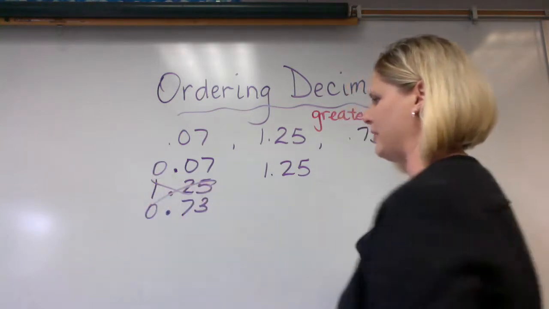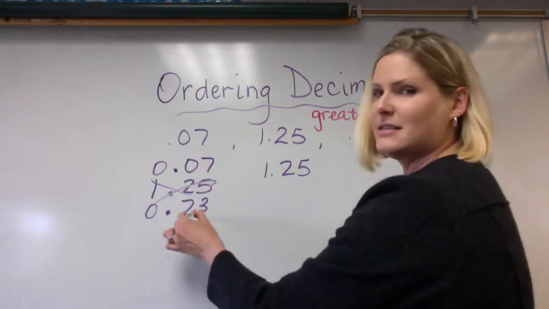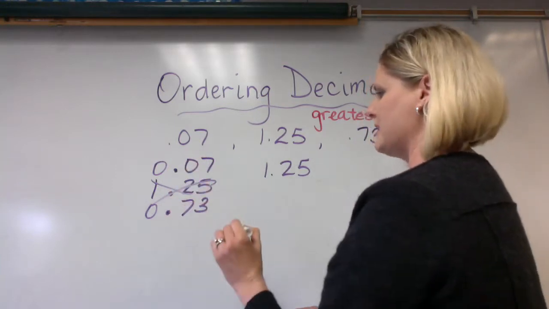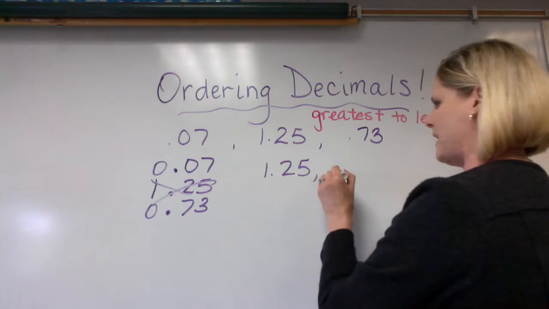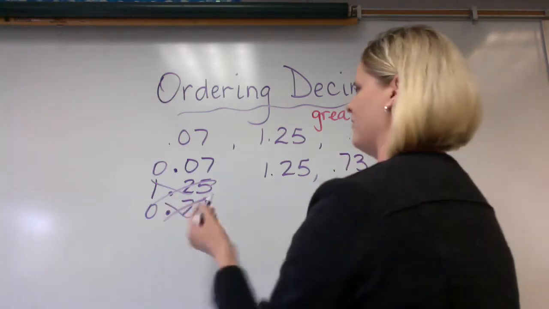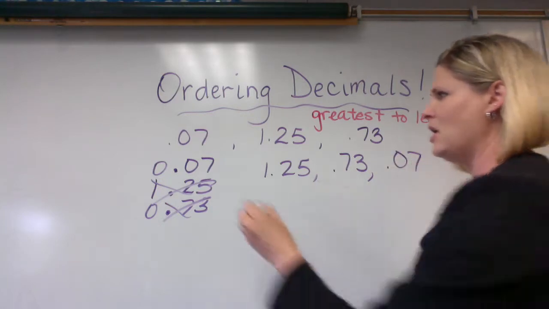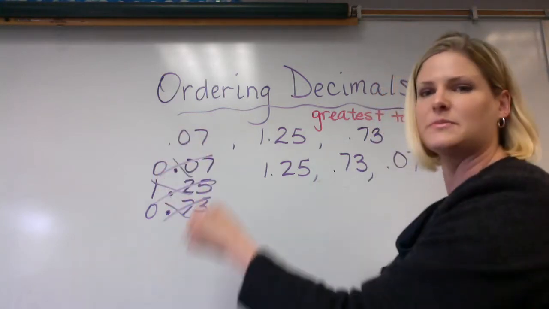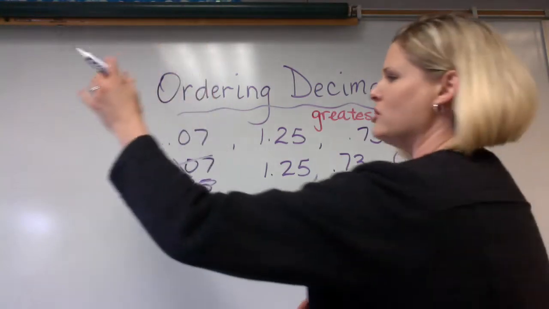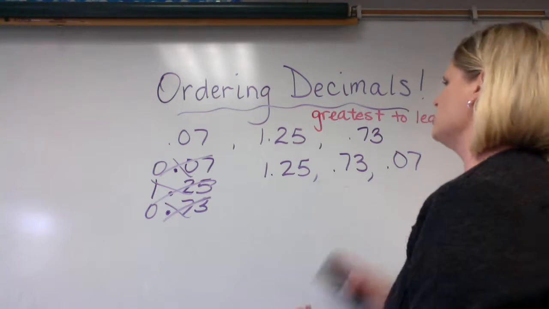So we're going to cross that one out. The next largest I'm going to go to is the tenths place. So I see a 0 and a 7. Right off the bat, I can tell 73 hundredths is the largest number. And then what do we have left? 7 hundredths. Okay, so that's one way of doing it. Line up the decimals, line up the place values, and then start from the left and work your way to the right. All right, second way to do it.